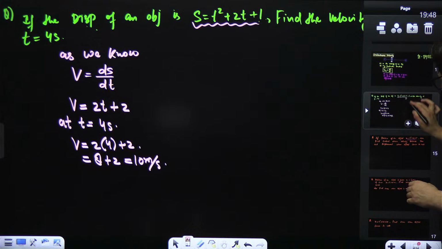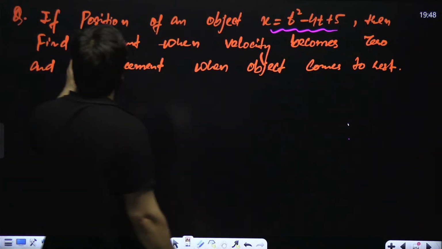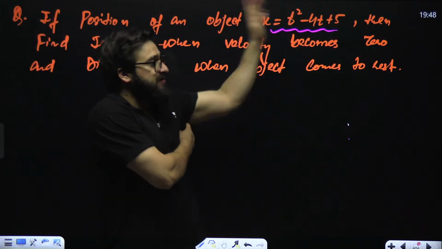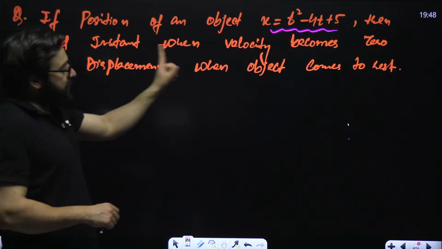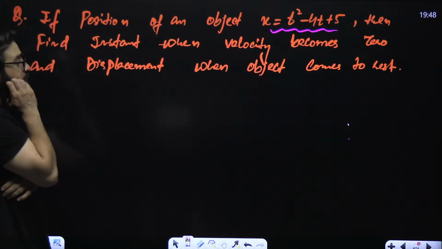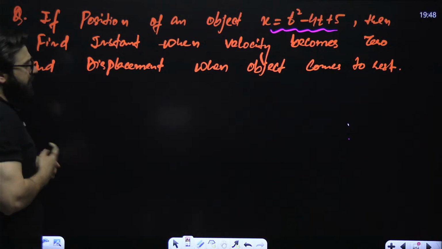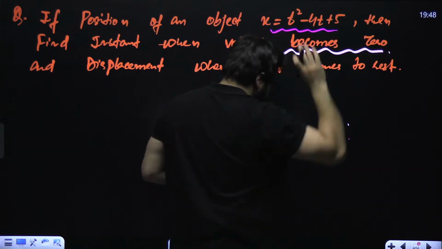Now guys, let's move on to the next question. The question says that if the position of an object is given something like this, then find the instant when velocity becomes 0. Let's first find when velocity becomes 0.